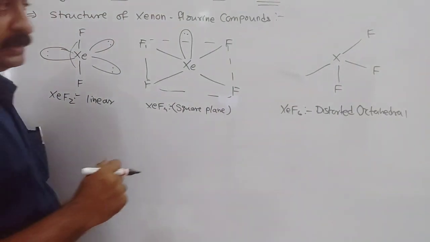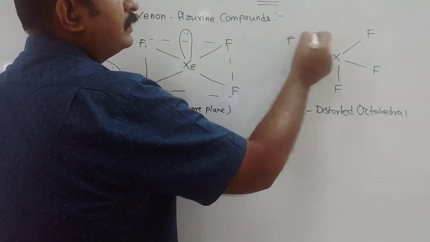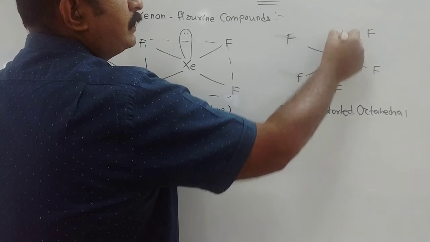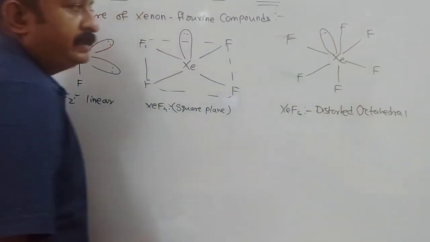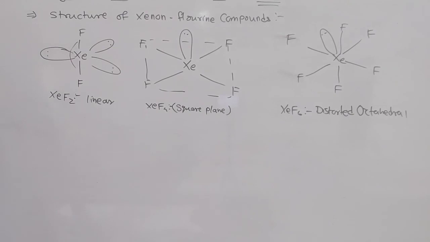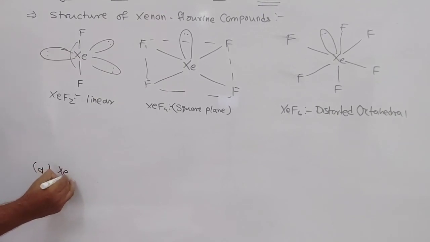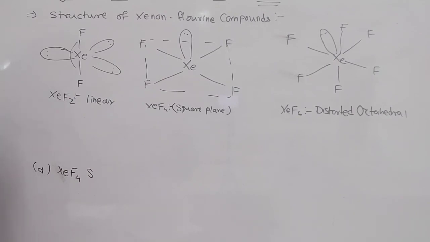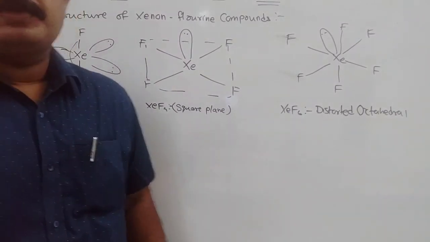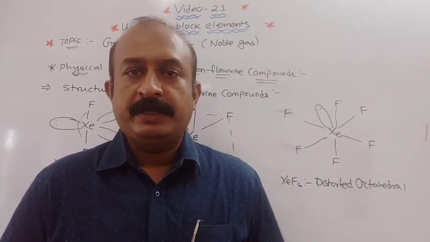Octahedral means 8 faces, 6 corners. And here one electron pair on xenon. This is the structure. Then the next one, the structure of XeOF4, square pyramidal. In your textbook, I think you will not do that, so we will not do that. So this was all about the structure of xenon fluorine compounds.